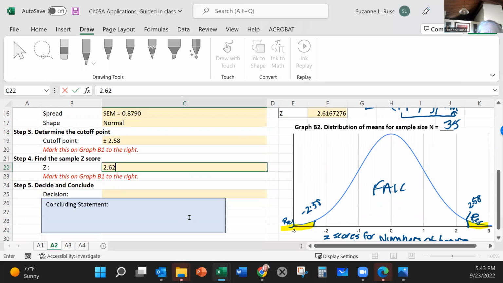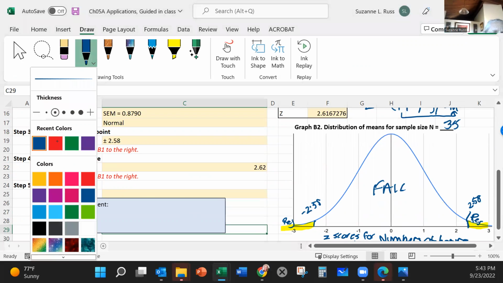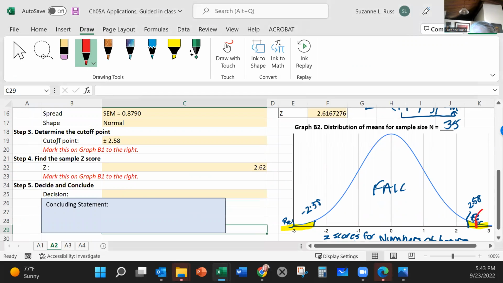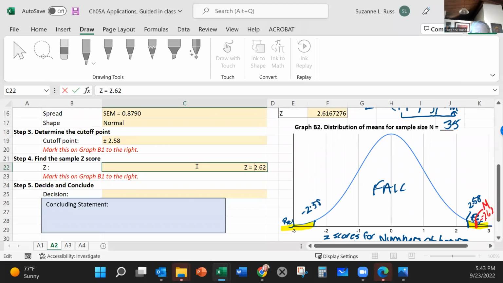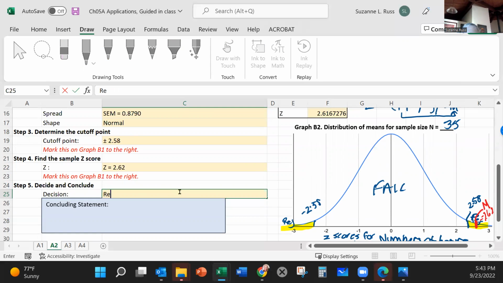So let's mark our 2.62 using a different color here. I think I'll mark it in our sample in red. 2.62 is going to be somewhere up here. This is M equals 2.62. And I can see here, going to our next step, let me write our Z in here, Z equals. And I can see that our decision then, because our score is in the tail, it's in the reject region in the tail, and we'll write reject. I'll just write H0 here, reject the null hypothesis.